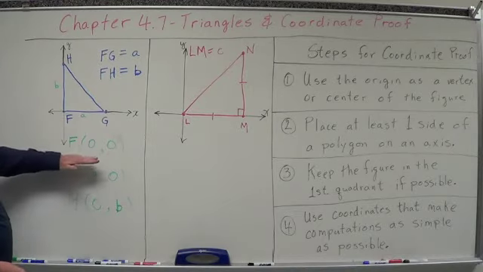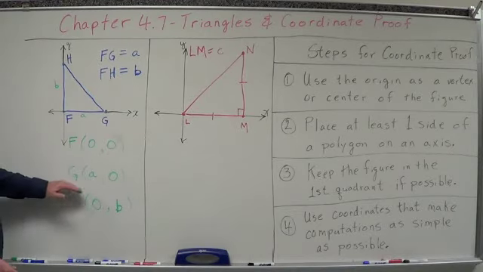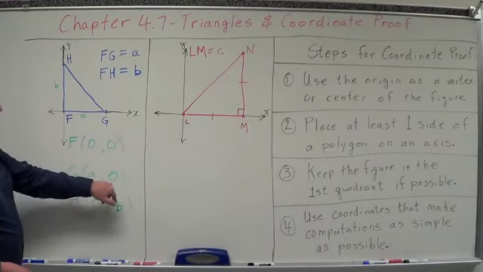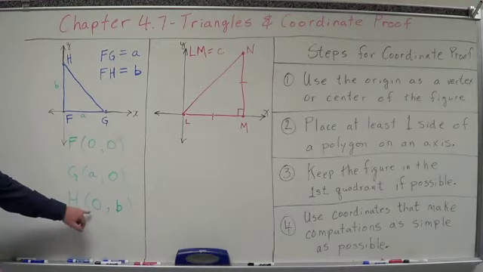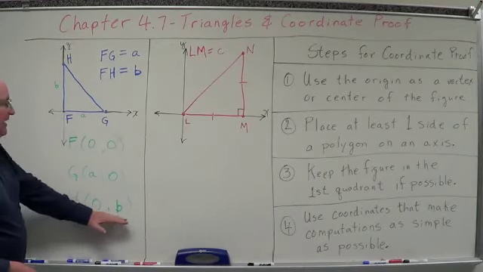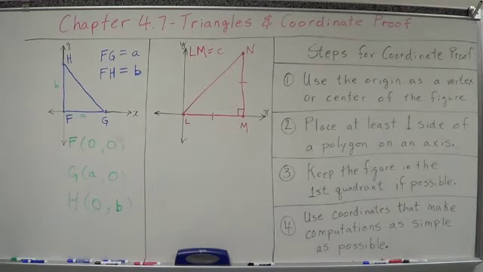Okay, so there are the coordinates for those 3 points. F, we put at the origin. Boom, that's 0, 0. G is A away from F on the x-axis, so it's A, 0. H is B away from F on the y-axis, so it's 0, B. Okay, so let's set it up like that.